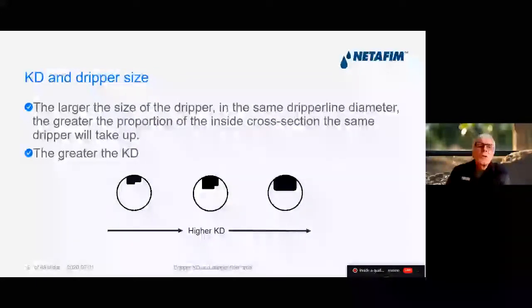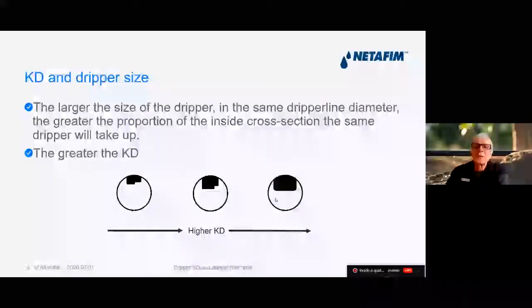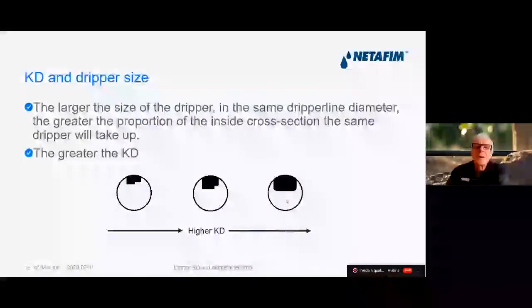Conversely, if we take a larger dripper size and put it into the same dripper line diameter, the greater the proportion of the inside cross-section that the dripper will take up. So again, we look at the cross-sections here. All these three cross-sections, the inside of the circle, are the same, but now we're going to use bigger drippers. There's a smaller one, going to a bigger one, going to a bigger one. So this one here on the right that I'm pointing to now will have the higher KD.